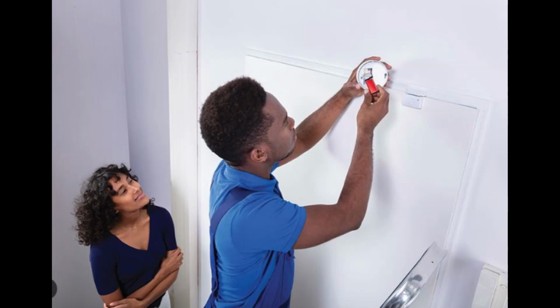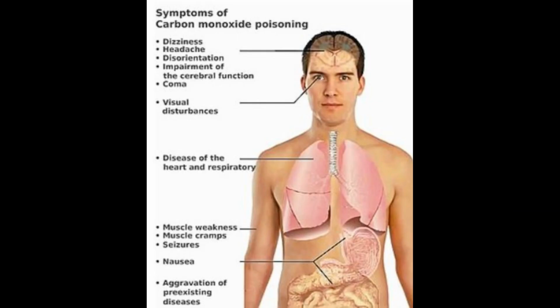Are some people at greater risk of CO poisoning? Yes, some people are at a greater risk for CO poisoning. Those individuals include people with 1. Respiratory conditions, such as asthma or emphysema. 2. Cardiovascular disease. 3. Anemia or sickle cell anemia.